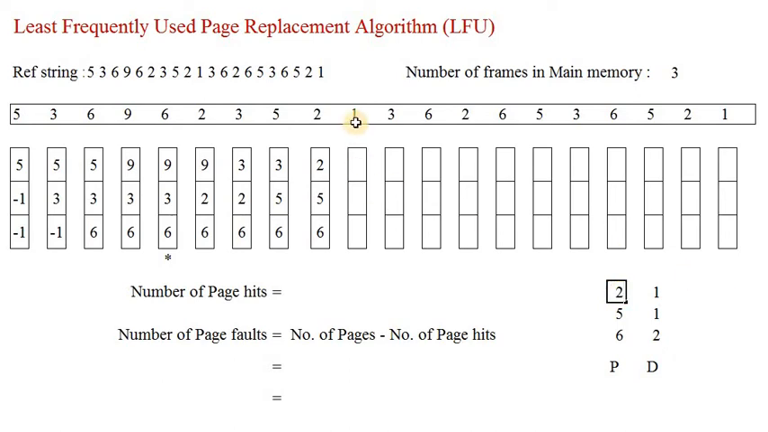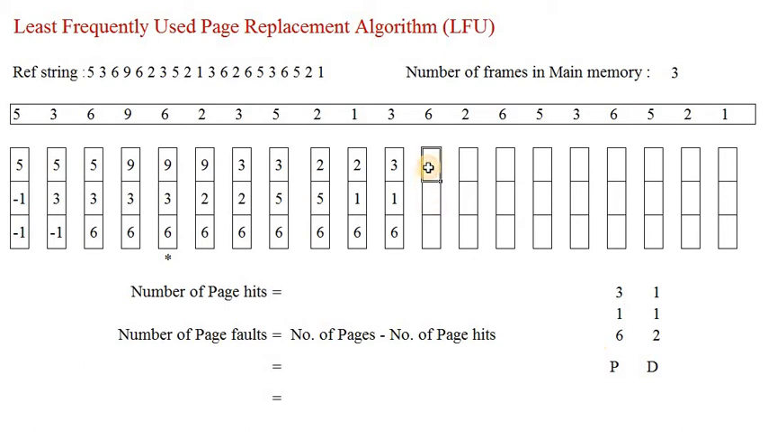Then in the next iteration, 1. 6 can't be deleted because it has the highest degree. Then among 2 and 5, which came first? 5 came first, so 5 will be replaced with 1, and 2 stays as it is. Then 3. 6 again has the highest degree and can't be deleted. Among 2 and 1, 2 came first, so 2 is replaced with 3, and 1 stays as it is. Just replace it here also.